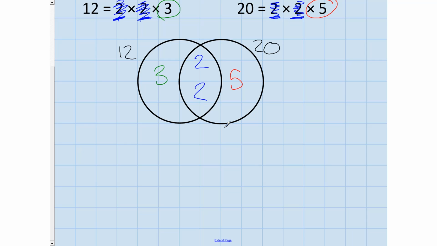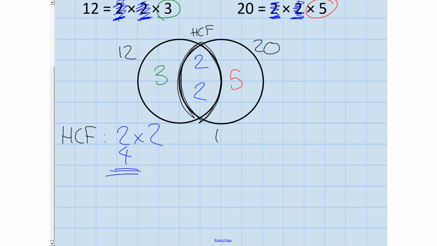Now to find the HCF, the highest common factor, we multiply everything in the overlap. So this is where we read the HCF from. At the moment we've got 2 times 2, or we've got two 2s, so the highest common factor is 4.